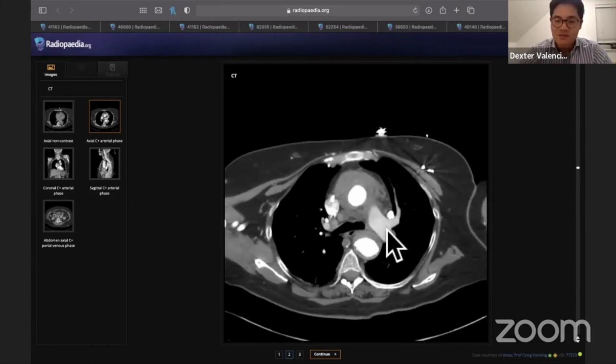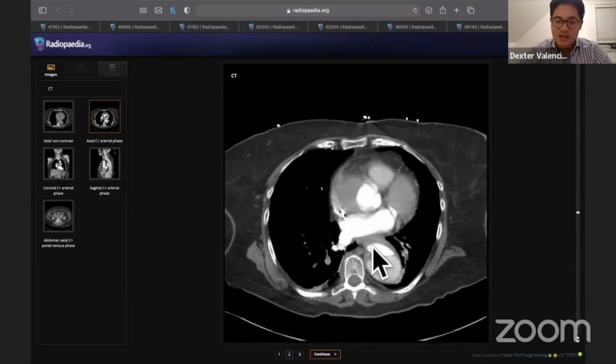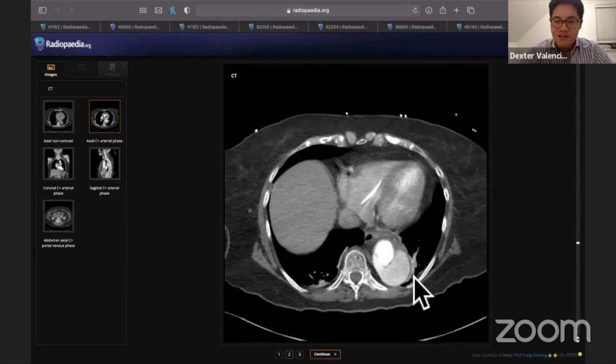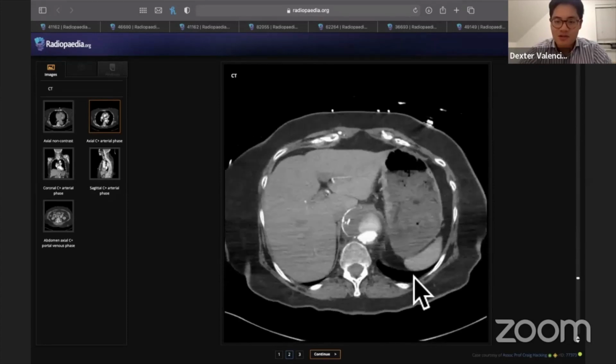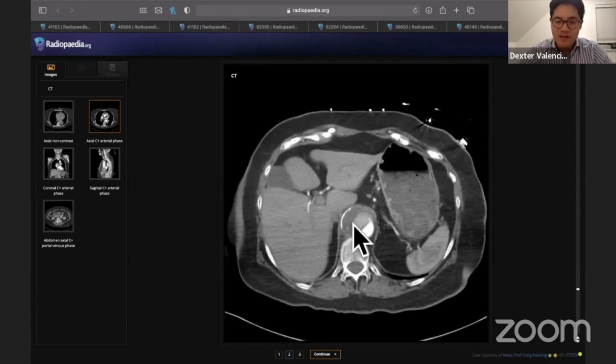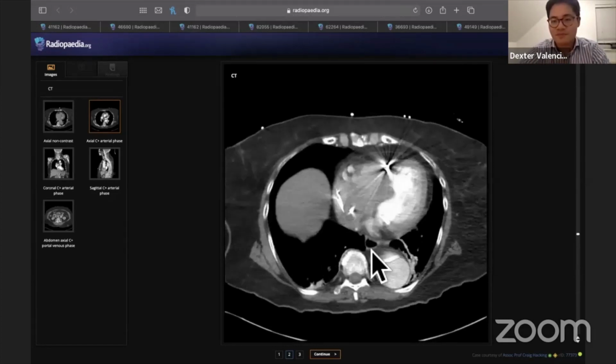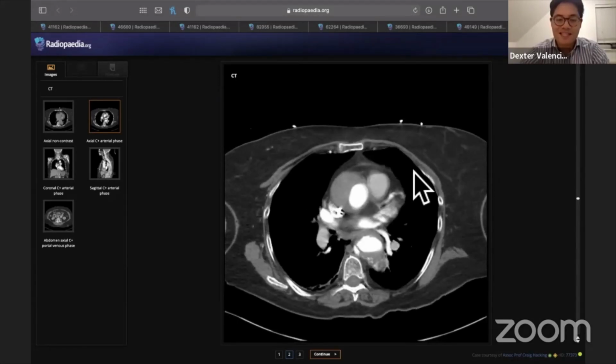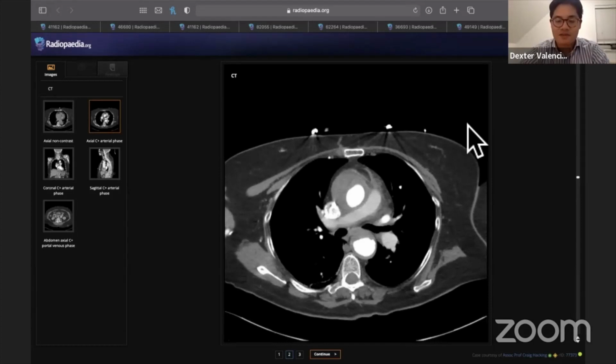And as we come down, you can see this looks really abnormal. Here we have a dissection. Here we have the true lumen and the false lumen. Like I said, the false lumen tends to be bigger. And as we keep coming down, it looks all really abnormal. So here we have false lumen, true lumen, and within the false lumen, you can have thrombus formation. So that's just an example of intramural hematoma, dissection, and occlusion of the left subclavian.